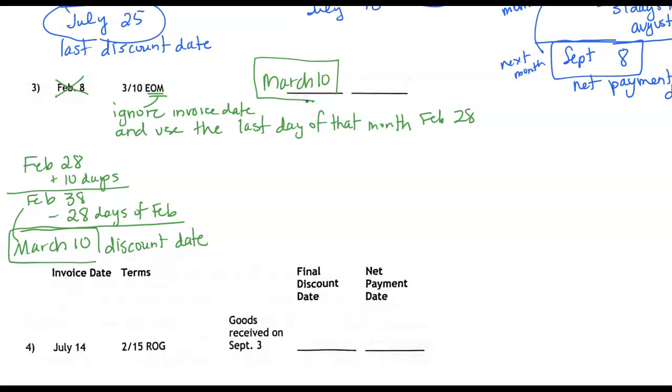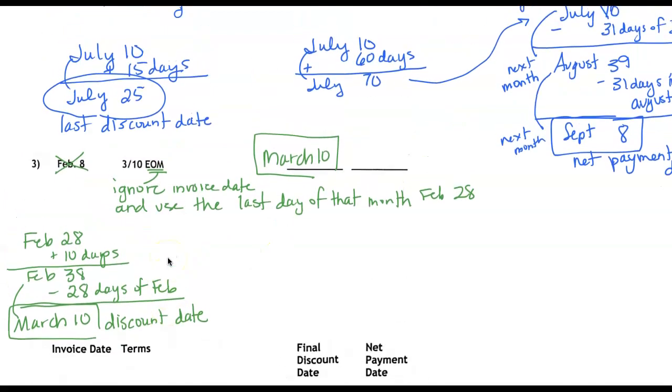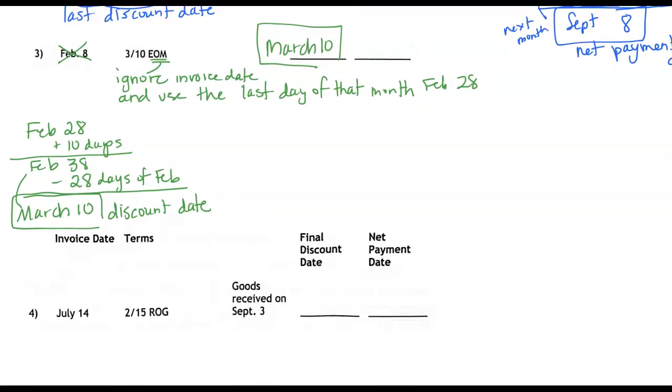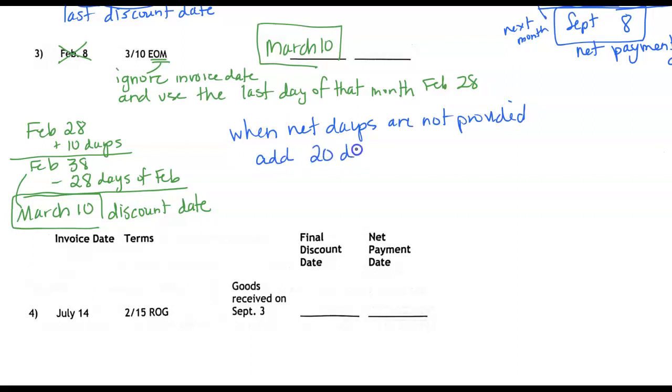Okay. For the net payment due date, what you want to look at is that net payment due. Notice that in this one, compared to previous ones, they didn't give us an N. When they don't give us net days, like a net 60, it is assumed, and let me write this down, when net days are not provided, add 20 days after the last discount date.